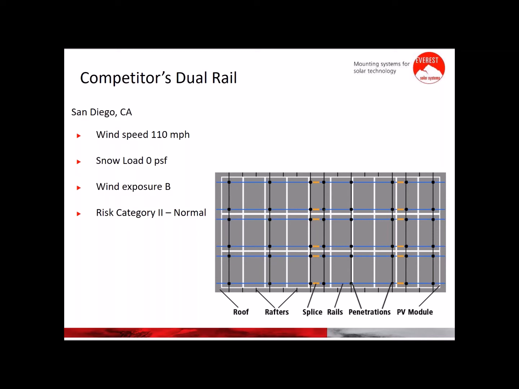And we also have the non-structural splice that is shown as a yellow line. And our modules are the white rectangles in portrait. So this example is based in San Diego with a wind speed of 110 miles per hour, zero snow load, wind exposure B, and risk category 2.